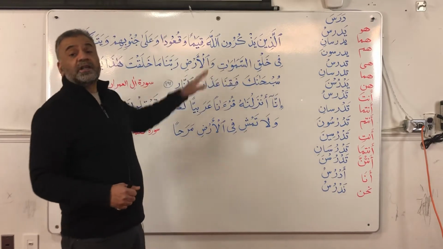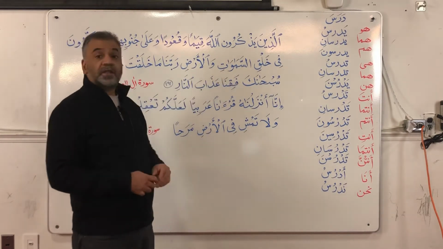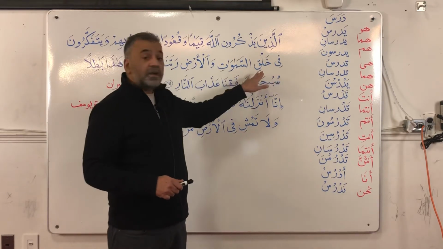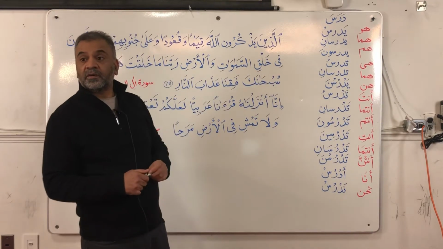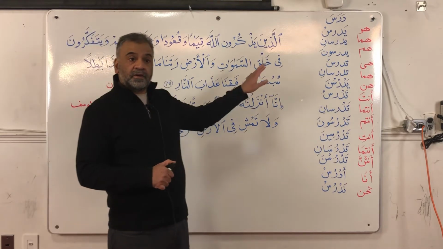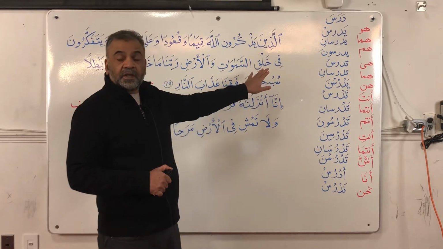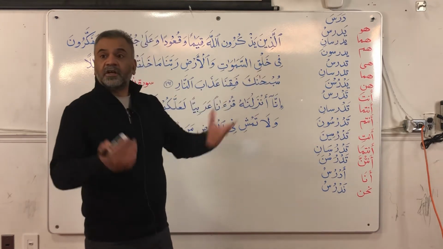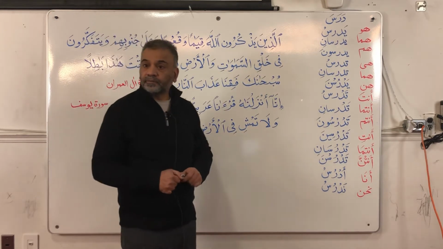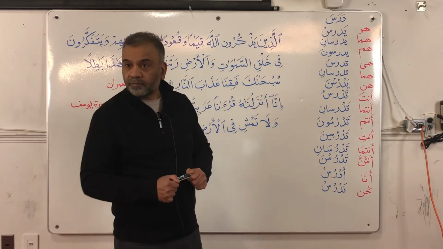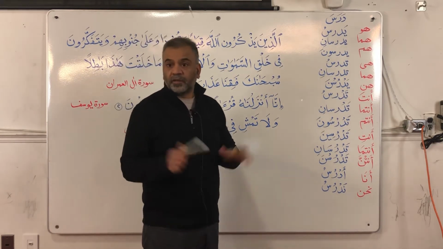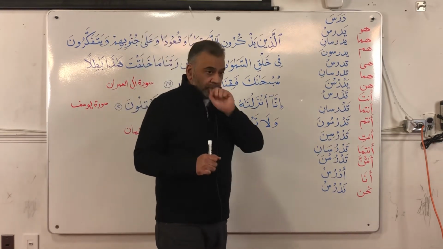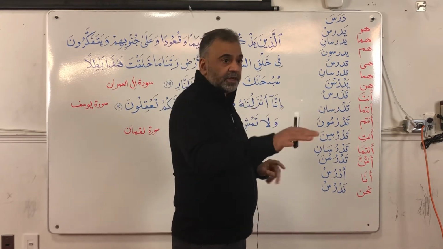Fi khalki samawati. They ponder upon in khalki, harf jar, ism majroor. Harf jar, ism majroor, in creation, khalki. Masdar, not a verb here. Okay, we have not learned masdar here. We'll learn masdar later in book 2.